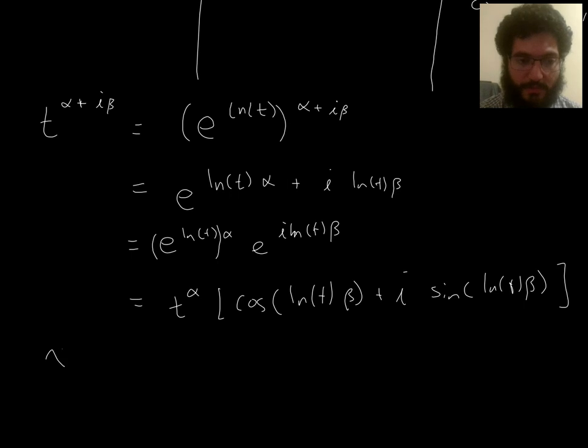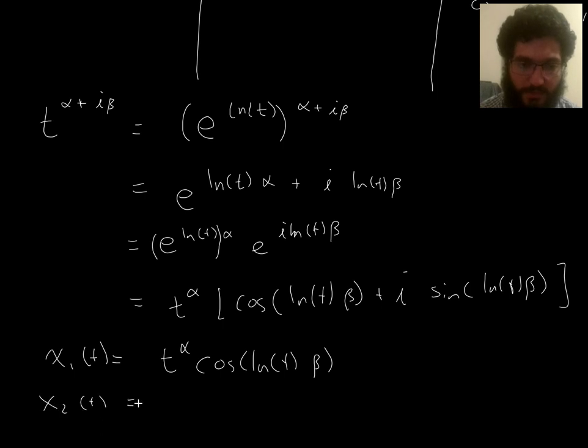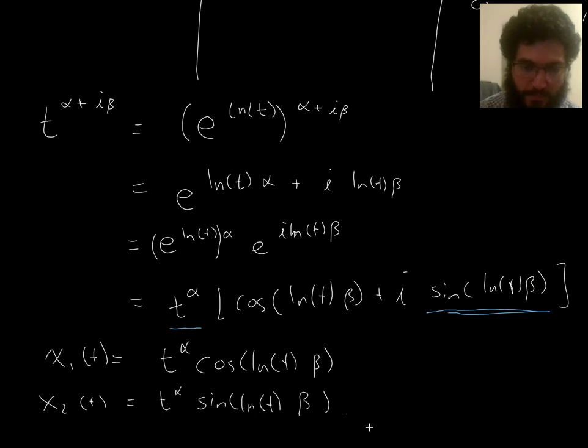So one of our real solutions, let's call it x1 of t, is t to the alpha. So I'm just picking off the real part, t to the alpha times this thing. And here's our two linearly independent real solutions. And then picking off the imaginary part, this is multiplied in, and I get this stuff without the i. And there we go.